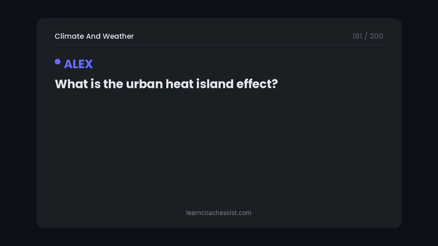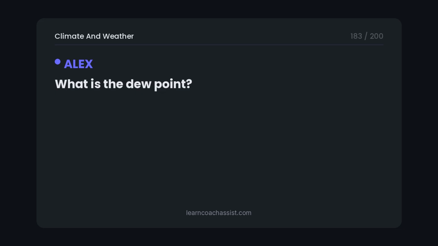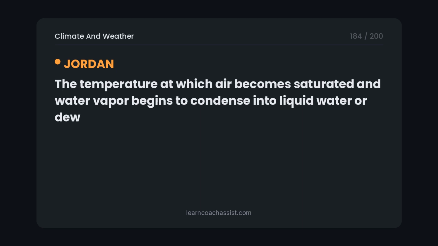What is the urban heat island effect? Cities are warmer than surrounding rural areas due to concrete, asphalt, reduced vegetation, and waste heat from human activities. What is the dew point? The temperature at which air becomes saturated and water vapor begins to condense into liquid water or dew.